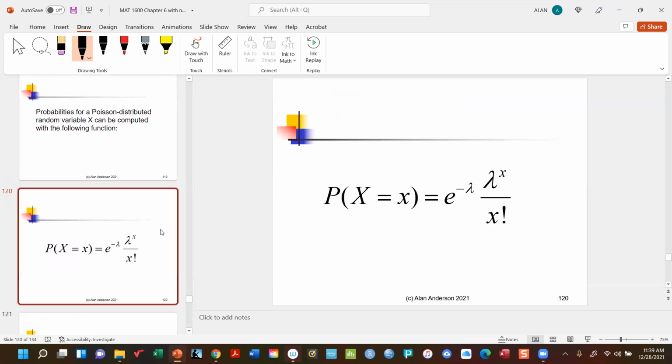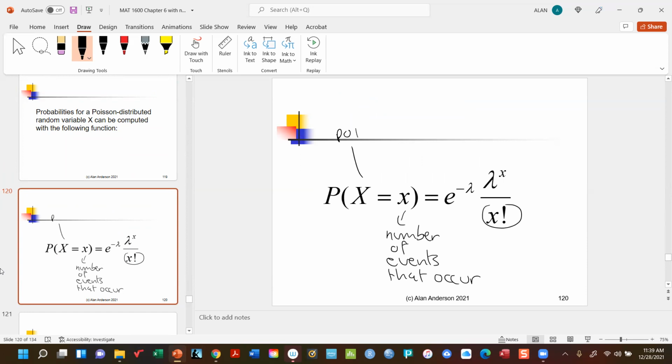Okay, so here's what it looks like. Now, there's some interesting new items in here that we haven't really seen before. Well, we know what this is. This is, of course, x factorial. Lowercase x is the number of events that occur. Capital X is the Poisson random variable. Now, here's something new. This is a new Greek letter that we may not have encountered before. This is the Greek letter lambda.